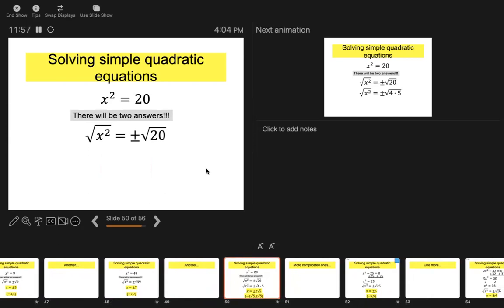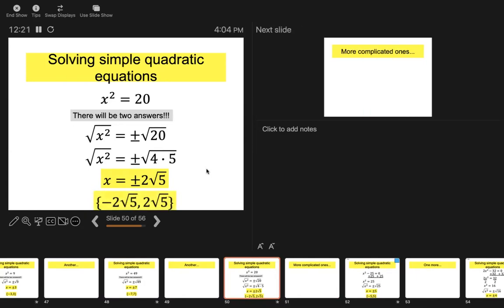20 is not a perfect square. It's not like 25. But there is a perfect square that goes into 20, and that's 4. 4 times 5 is 20. The square root of 4 is 2. The square root of x squared is x. So x is equal to plus or minus 2 root 5. So that means there's 2 answers. x is either equal to 2 root 5 or -2 root 5.